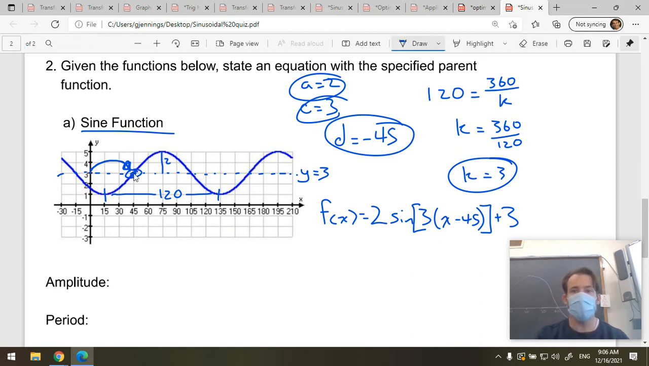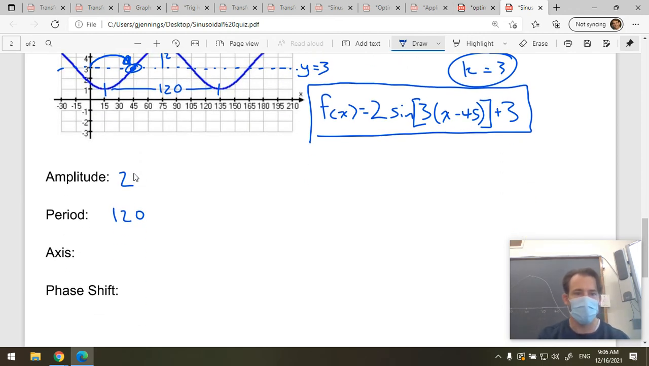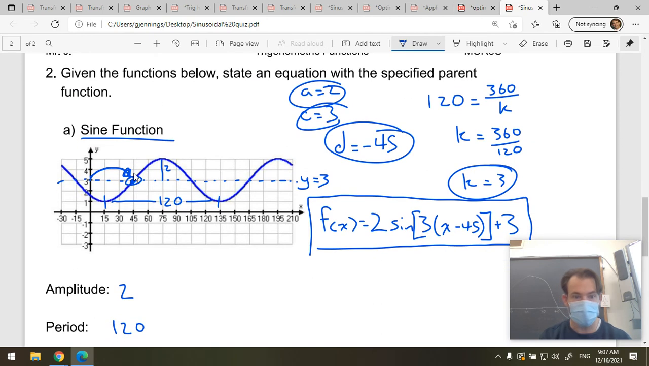And then you want to test some points just to make sure that this function is going to do the job. You're going to send people to the moon with that function, so you want to make sure it's correct. Oh, sorry, amplitude here was 2, period was 120, so that's how we derive our k. The axis was y equals 3, and the phase shift was 45 degrees rightwards.